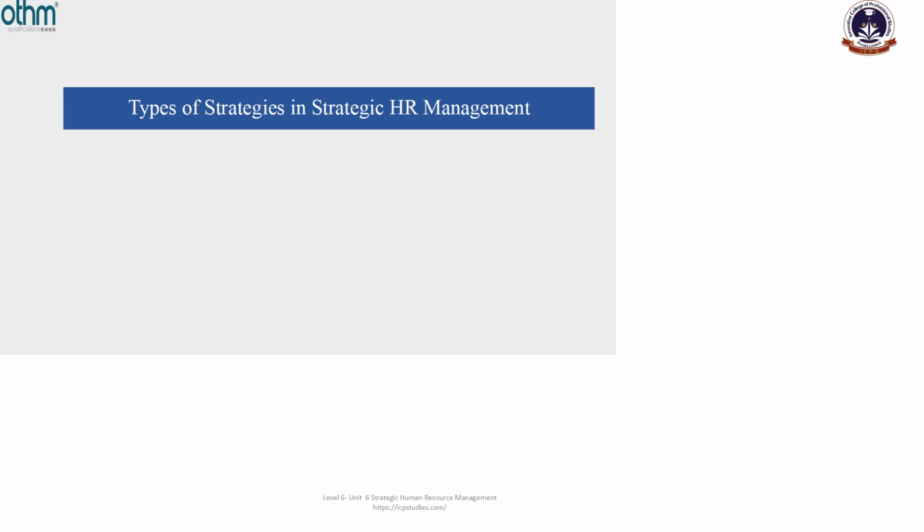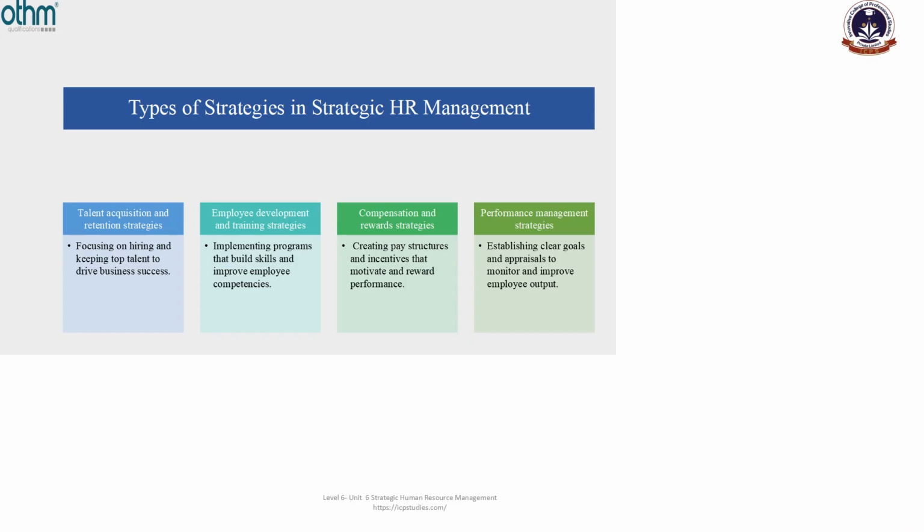Now, there are different types of strategies in strategic HR management. First, we have talent acquisition and retention strategies, which focus on hiring and keeping top talent to drive business success. Then we have employee development and training strategies, in which we implement programs that build skills and improve employee competencies. Then we have compensation and rewards strategies, in which we create pay structures and incentives that motivate and reward performance. And at last, we have performance management strategies, in which we establish clear goals and appraisals to monitor and improve the employee output.